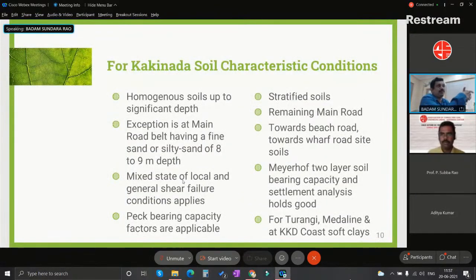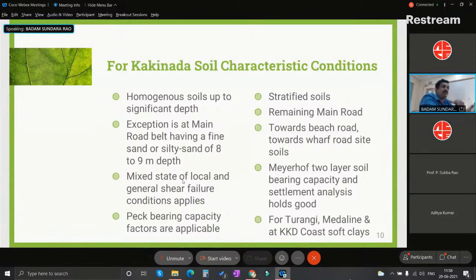For the Kakinada soil characteristic conditions, we are interested in a local point of view, like this is also a local context. Generally, where our practice is, we limit our thinking and research to a local context. That's why I'm proposing here. Here there are two categories. One is where the soil medium is entirely homogeneous, or it can be stratified soils also. In the case of alluvial soils, marine alluvium, like the Kakinada coast and other coastal areas, we have stratification. We have to consider the bearing capacity and settlements with respect to the stratified soil deposits.